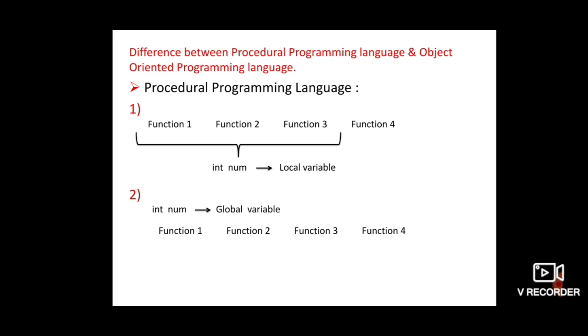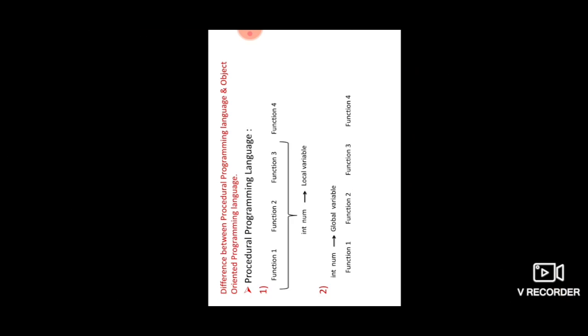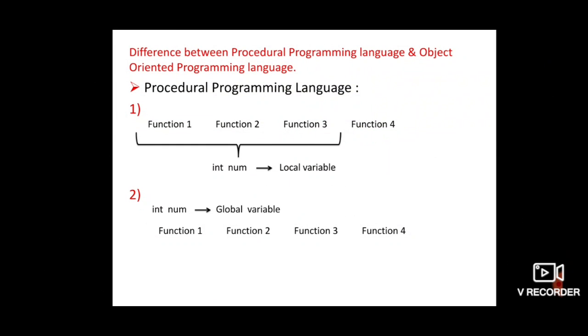After all, what is the conclusion? Data is not safe in procedural language. Understood, student? In the first method, there is wastage of memory. In the second method, if the variable is declared globally, then any function can change the global variable, which is not suitable for the other functions. So this is not safe in procedural language.